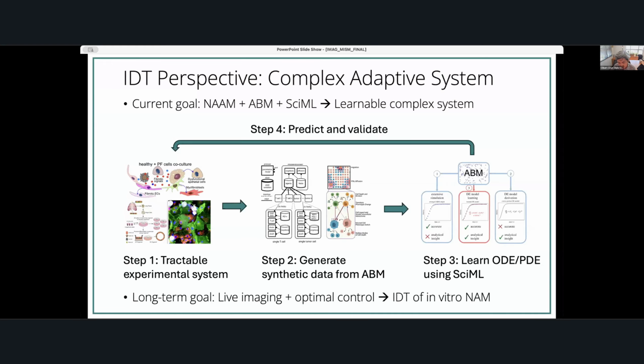So in the long term, this system obviously allows you to incorporate more and more live data streams, including live imaging, and you could do optimal control of the inflow of cells or media or soluble factors into the system. And so I think in the long run, this could potentially fit the full criteria for what an immune digital twin would be in a very limited setting.